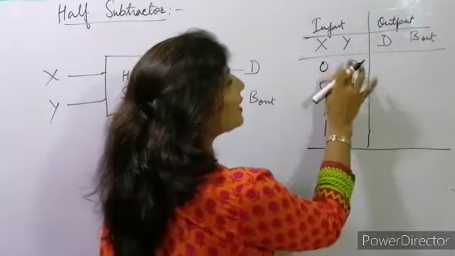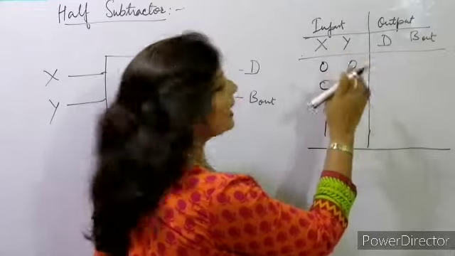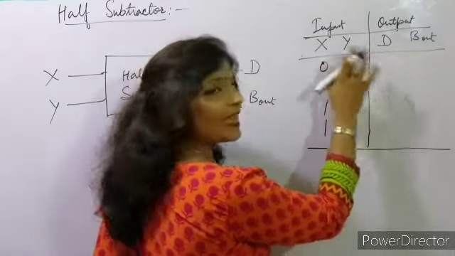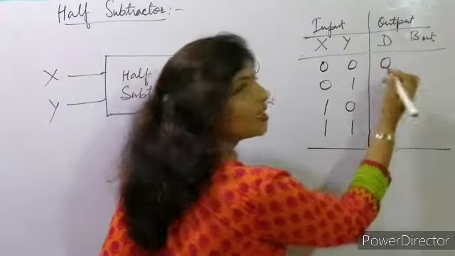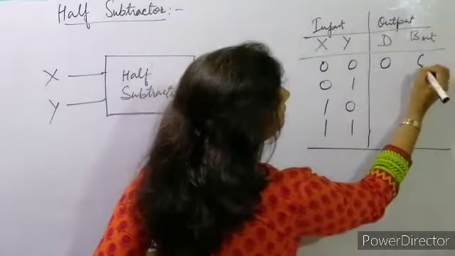So first of all, we have to subtract y from x. So 0 minus 0, the difference will be 0. Nothing we need to borrow. So it will be 0.